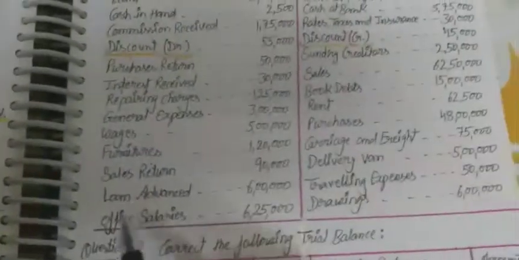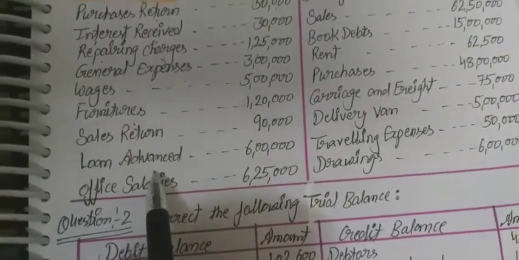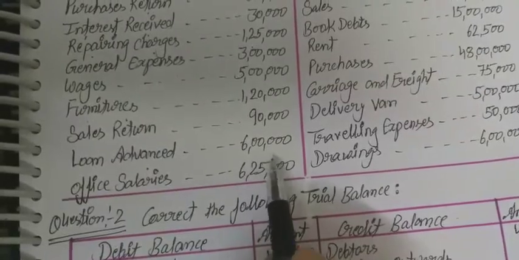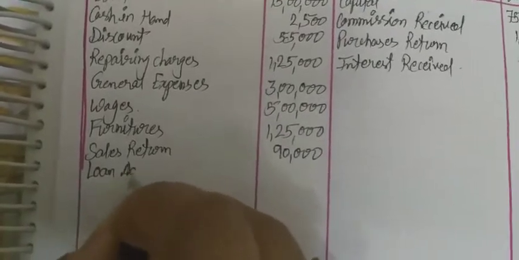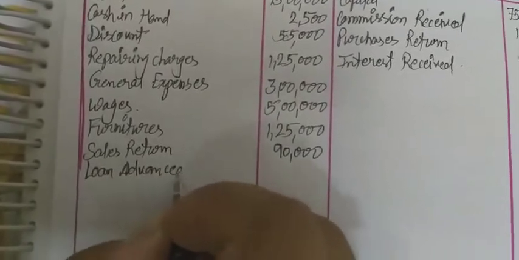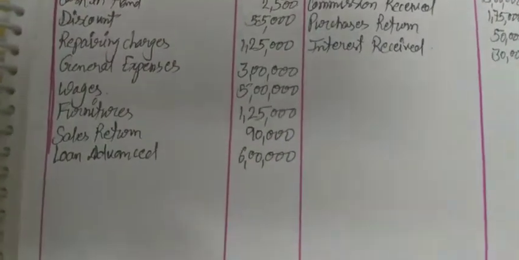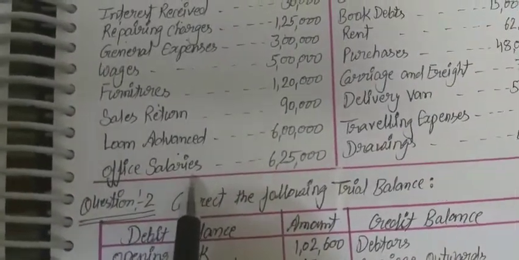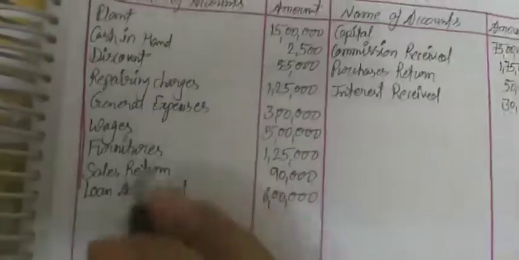After this, loan advanced. It means this is a loan which is given to others, of rupees 6 lakh. So it will show on the debit side because this is a loan which is given. Loan advance 6 lakh of rupees. Next one, office salaries expenses 6,25,000. So it is the debit side.